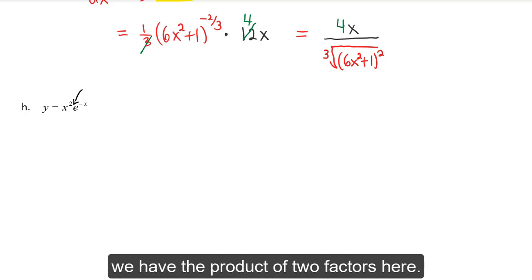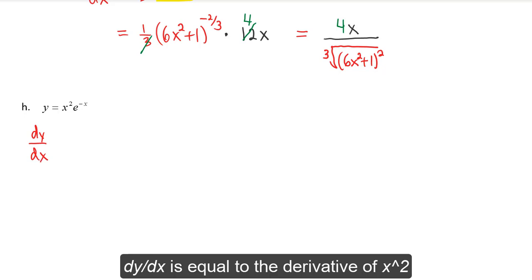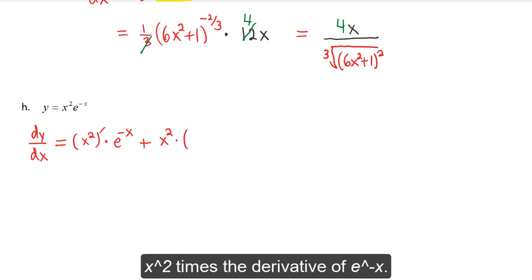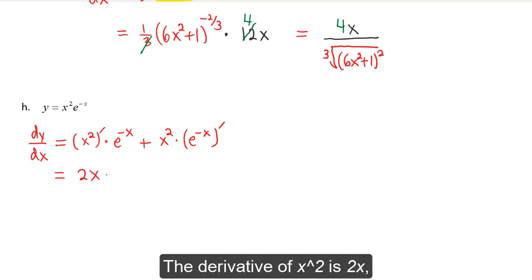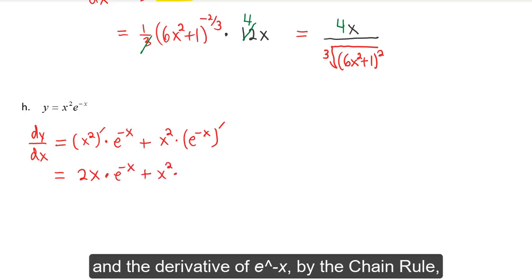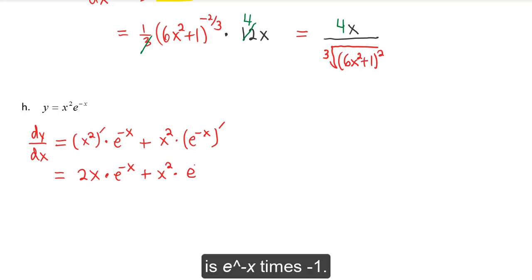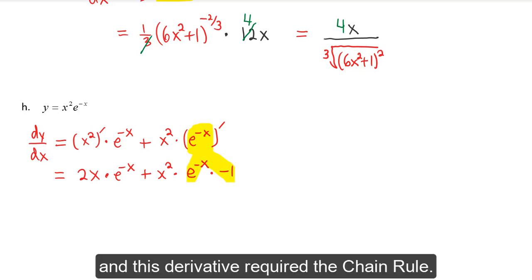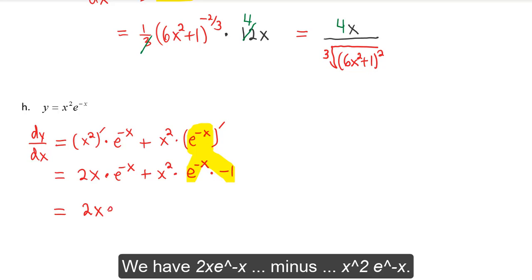That's the answer. To take the derivative of the function in part h, we again must use a product rule because we have the product of two factors here. dy/dx is equal to the derivative of x squared times e to the negative x plus x squared times the derivative of e to the negative x. The derivative of x squared is 2x, and the derivative of e to the negative x by the chain rule is e to the negative x times negative 1. This is a composition, and this derivative required the chain rule. We have 2x e to the negative x minus x squared e to the negative x.